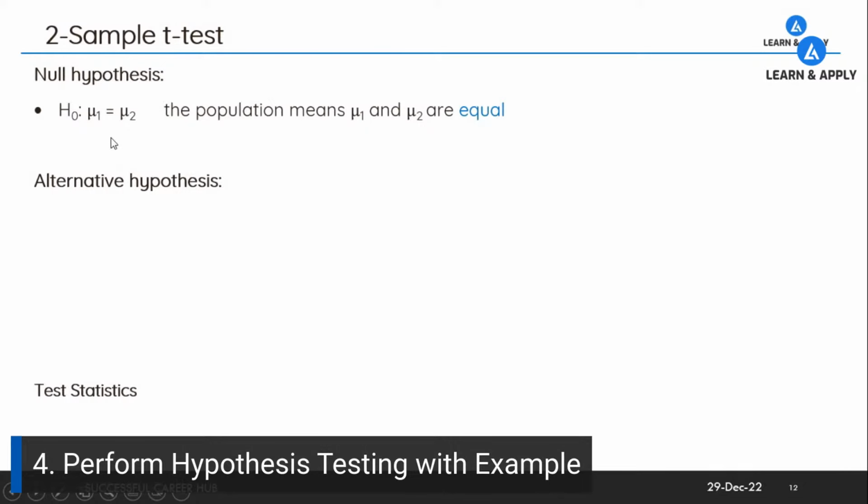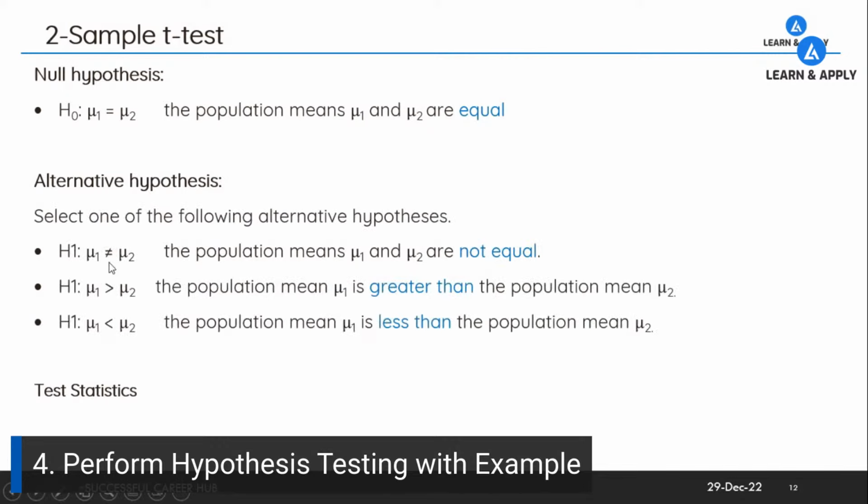Now, the opposite of mu1 equal to mu2 can be three statements. We can have mu1 is not equal to mu2. That means the population means mu1 and mu2 are not equal. What is our area of interest? We just want to compare that they are not equal, or we want to prove mu1 is greater than mu2, or mu1 is less than mu2. So what is our area of interest?